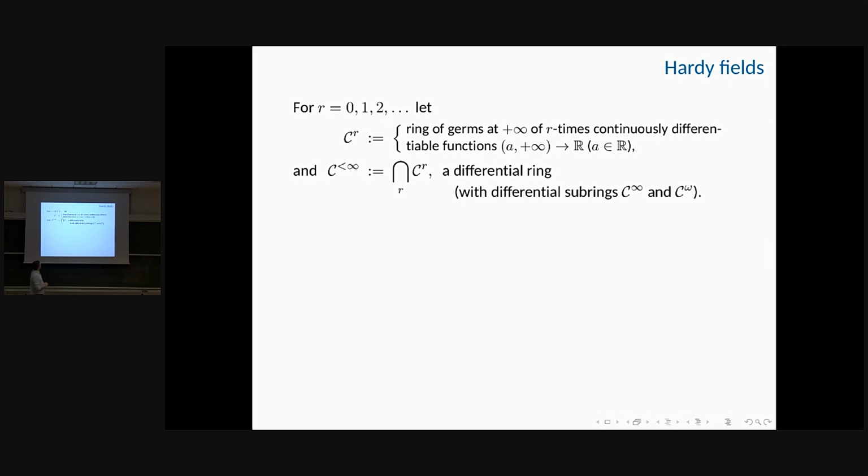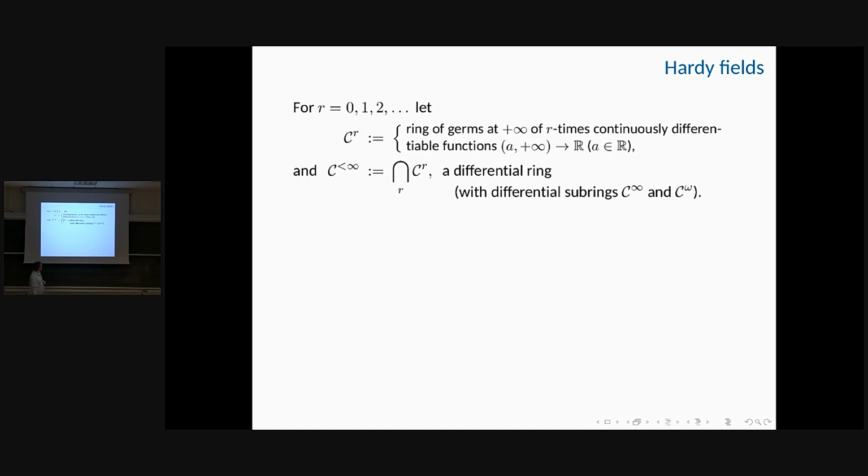In other words, we're only interested in the behavior of the functions towards plus infinity. And this is, in a natural way, a commutative ring, right? Because you can define addition and multiplication pointwise on the germs, and it's almost a differential ring. If you take a derivative, you can also define the derivative pointwise, but then from C^r you land in C^(r-1). So to get an actual differential ring, in other words, something that is closed under taking the derivative, you take the intersection of all of them.